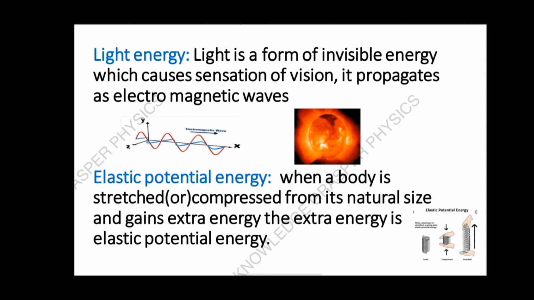So, next, let's discuss about light energy. Light is a form of invisible energy which causes sensation of vision. It propagates as electromagnetic waves. Means light is electromagnetic waves. It has electric waves and magnetic waves. Light causes sensation of vision. We can see if only light is present. So, these electromagnetic waves, light, causes sensation of vision. For example, light from the sun.